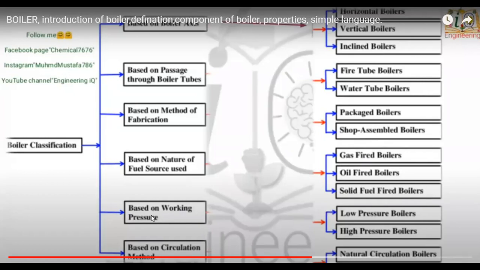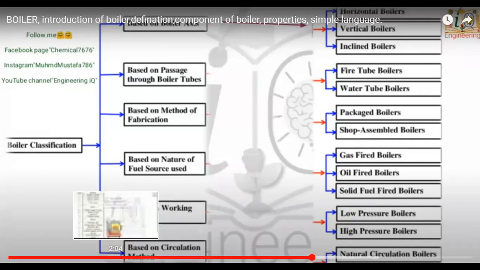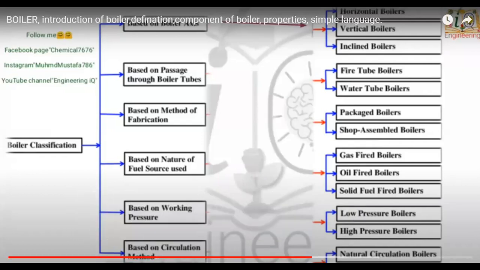Based on the working pressure, now we will discuss working pressure. There is a low pressure boiler, medium pressure boiler and high pressure boiler. So we can categorize on the basis of working pressure into three types: low pressure boiler, medium pressure boiler and high pressure boiler.